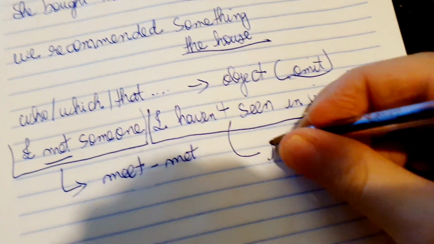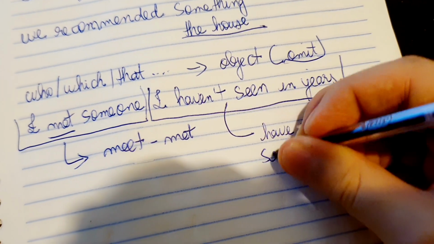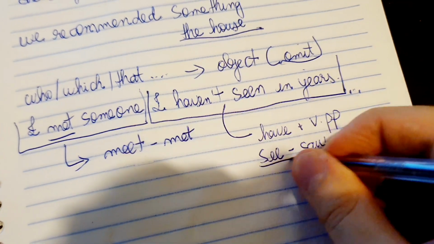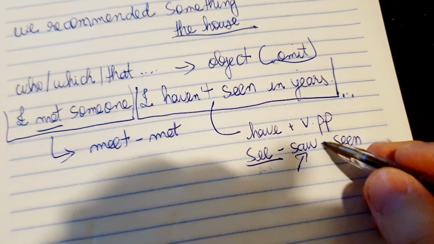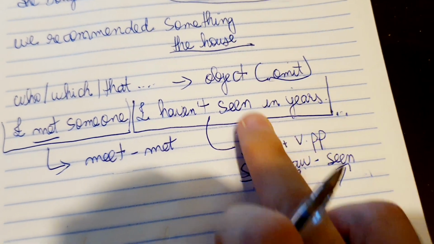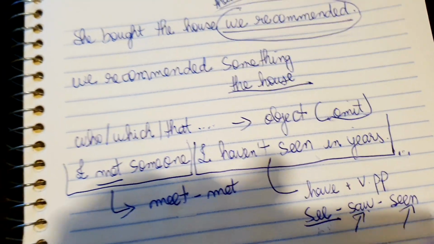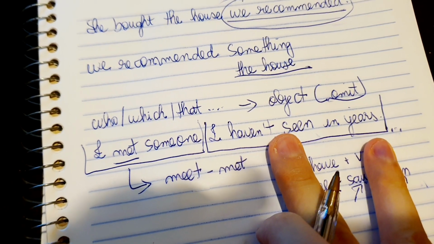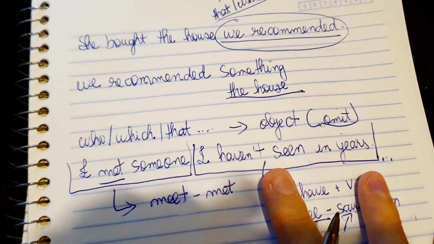I haven't seen in years. This is the present perfect. Have plus a verb in the past participle. You have see, saw, seen. See is the simple present, saw is the past simple, and seen is the past participle. It's an irregular verb as well as the verb meet. You see, you have two different clauses. I met someone, and I haven't seen in years.